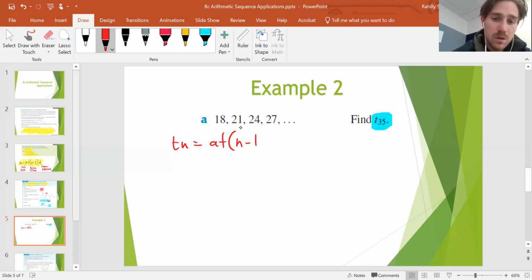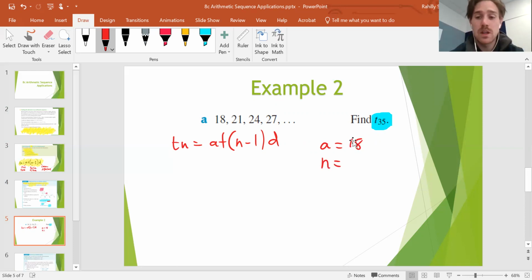N minus 1 D. Okay, so we need to identify what our A, N, and D is first of all. So our A is our starting term, our first term, which is 18. Our N, which is what we're being asked to find, is 35. And our D is our common difference. So what the actual adding or subtracting is, what the pattern is, and it is plus 3. Okay, 3. So it's a positive 3.